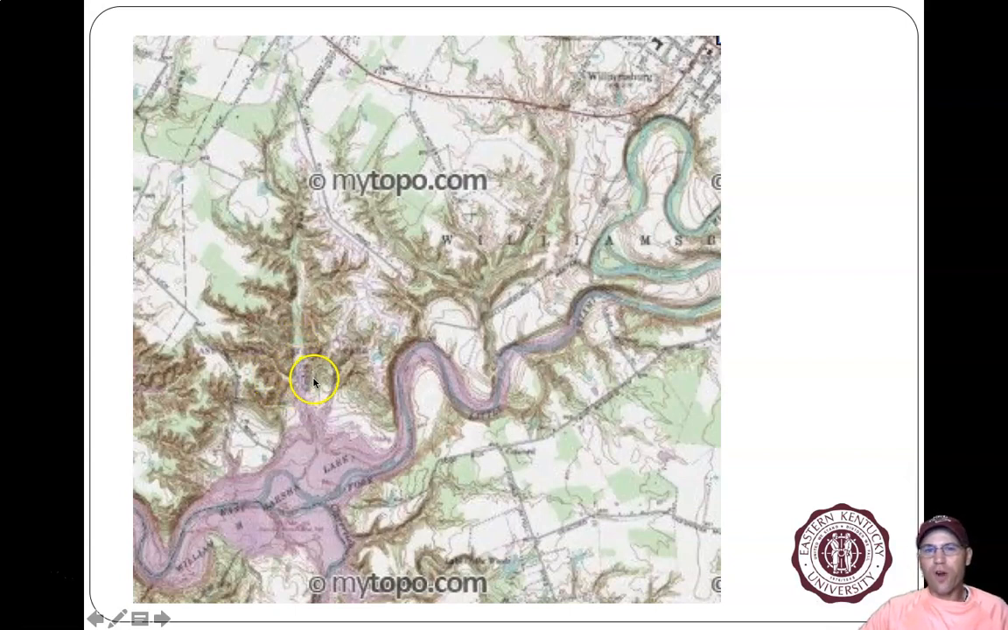Some people know the term dendrites from neuroscience or neurology, because dendrites, our nerves, have these shapes. And that shape, dendrite, like our nerve cells, actually comes from a tree type shape. So we have dendritic watersheds.